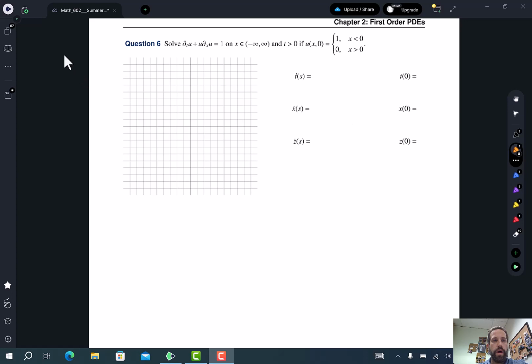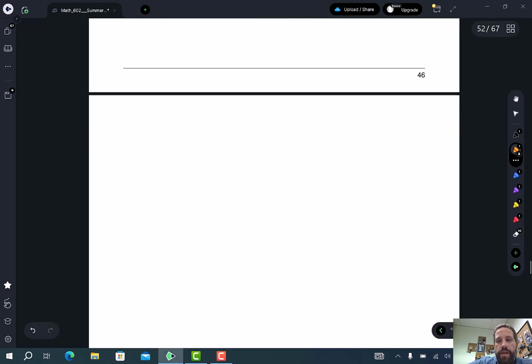Okay, so now I want to do this problem. I will just say at the outset, this is a weird problem. And why do I say it's a weird problem? Well, it's a sort of non-conservative conservation law. So let me come down and look at the problem.